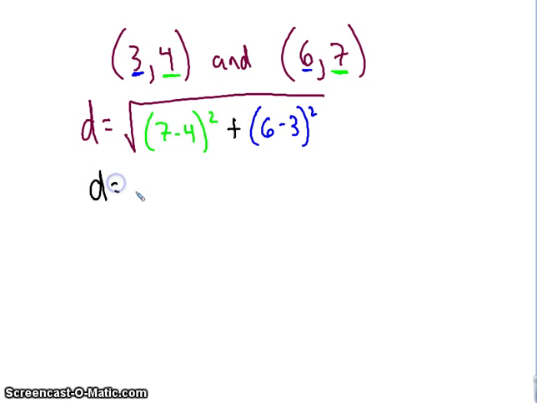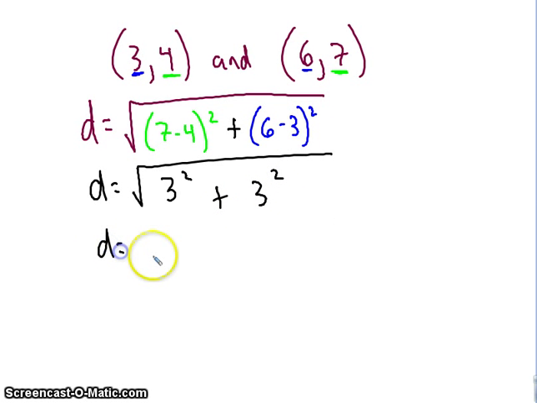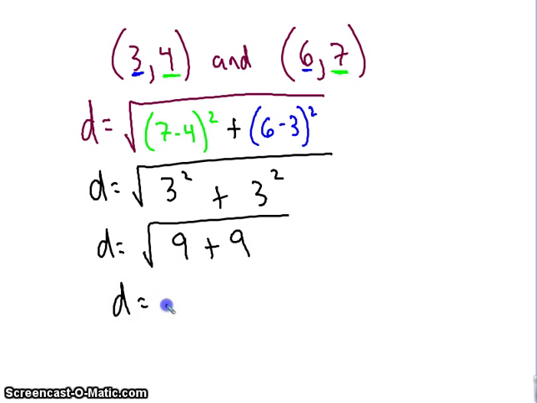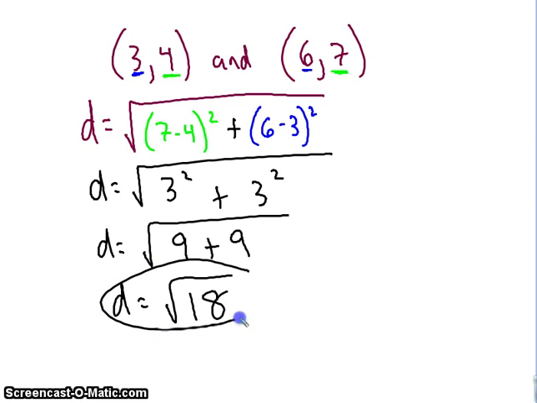So now I have D is equal to the square root of 7 minus 4 is 3. 3 squared. 6 minus 3 is 3. 3 squared. So that's D is equal to the square root of 9 plus 9. So D is equal to the square root of 18. That's how far it is between those 2 points. Now we could change it into a decimal. We could write it out that way. But we don't really have to. Not yet. Because we're not worried about little evil demon boxes. We're worried about just getting the stuff right.